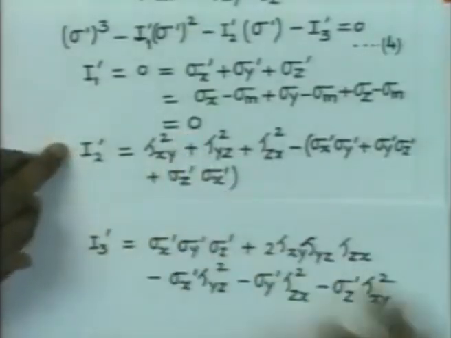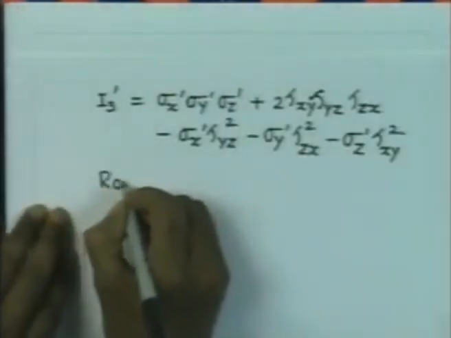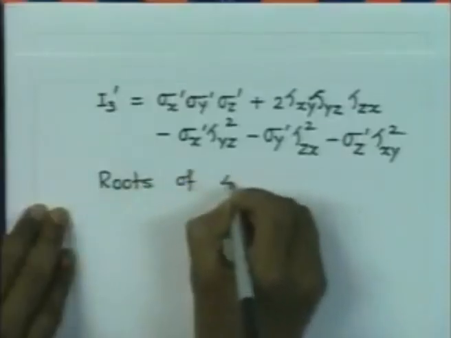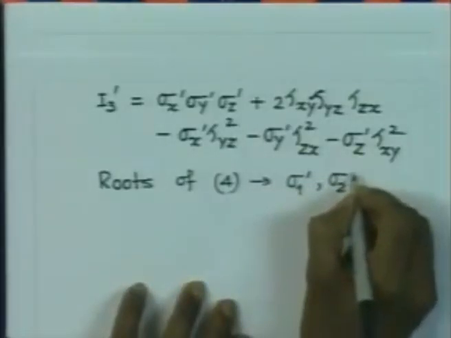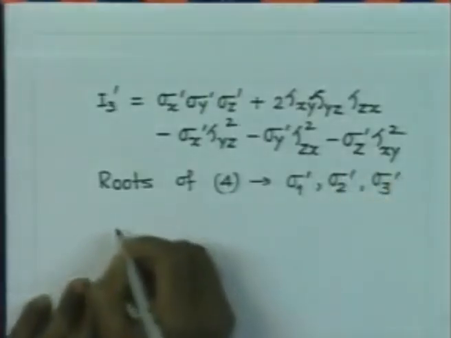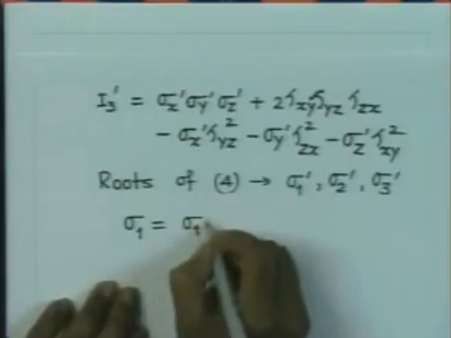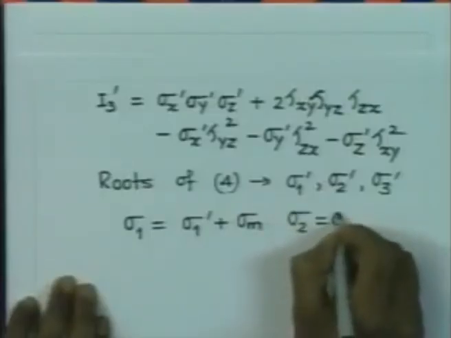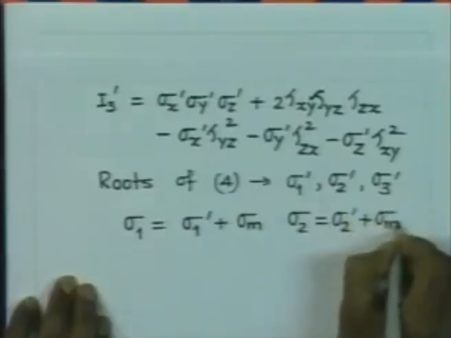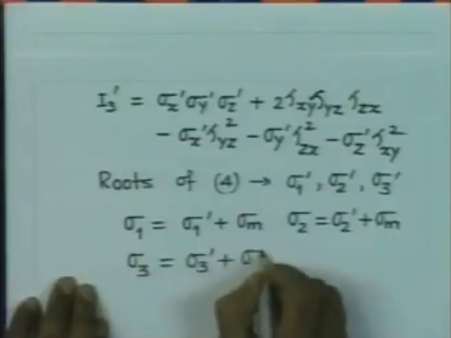Here, since I1 dash is 0, we will get some advantage in solving this equation 4, and finally, suppose the roots are sigma 1 dash, sigma 2 dash and sigma 3 dash, then we can write that the principal stresses for the total stress tensor are nothing but sigma 1 equal to sigma 1 dash plus sigma m, sigma 2 equal to sigma 2 dash plus sigma m, and sigma 3 equal to sigma 3 dash plus sigma m.